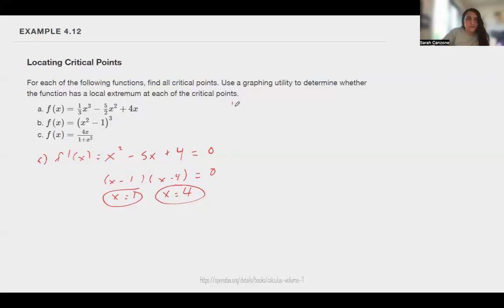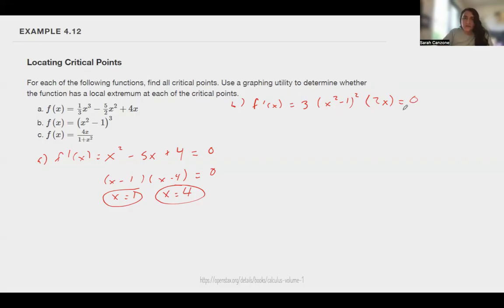Let's look at B. So B, we already have it in factored form. And when we take the derivative, it should work out pretty nicely. We don't have to do quite as much. So f prime of x equals, well, we will have to use chain rule here. So this is 3, keep the inside. Oop, I just said keep the inside and I wrote the wrong thing. So keep the inside the same, which is x squared minus 1, subtract 1 from the exponent, which is 2. But then we have to multiply by the derivative of the inside function, so that's just going to be 2x. We need the first derivative equal to 0.